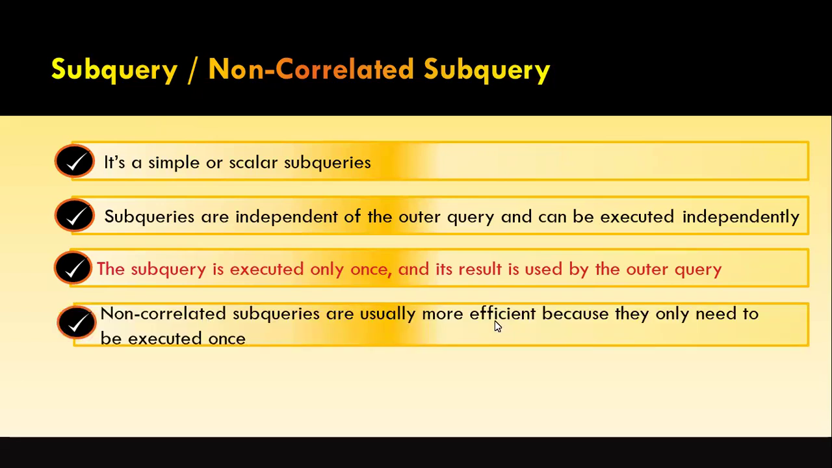And then the non-correlated subqueries. What I refer to as a subquery is nothing but a non-correlated subquery, because I did not explicitly specify correlated subquery. It is also called a plain subquery. The non-correlated subqueries are usually more efficient because they only need to be executed once. In bullet point 3, I mentioned the subquery is executed only once, right? That is the reason why whenever you use the non-correlated subquery, it will be more efficient, which means the performance is faster because it needs to be executed only once.